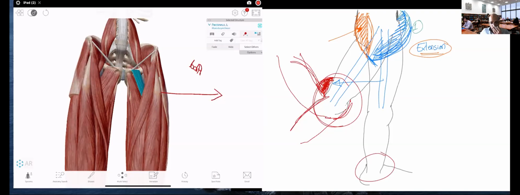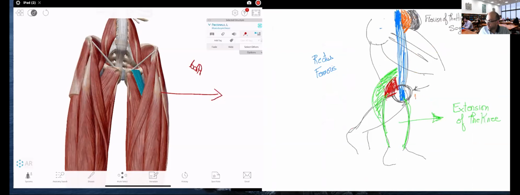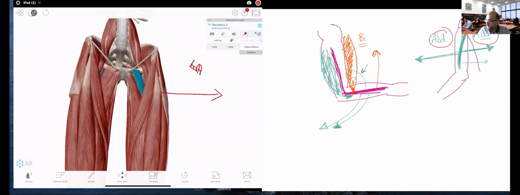All right, so let's move back to our adductor muscle group. Why did we call them the adductor muscle group? Because the main action that they perform is adduction. And again, can you remind me, please, what is adduction? Adduction means I am moving towards the midline.